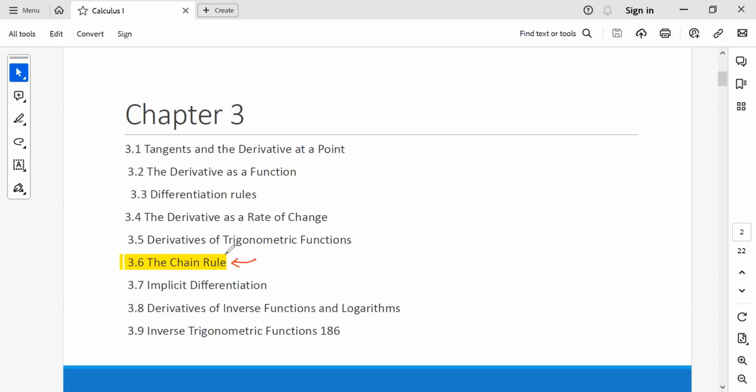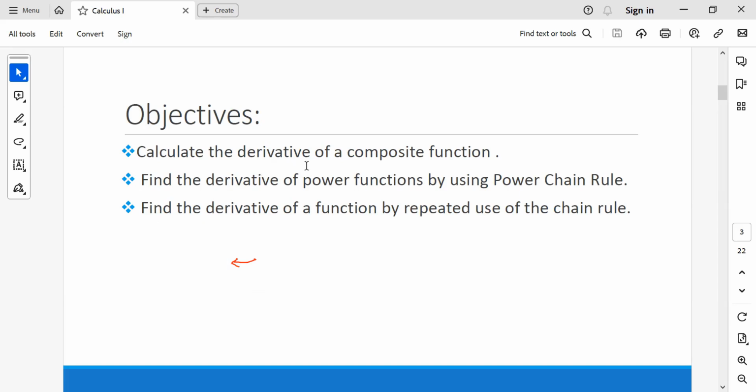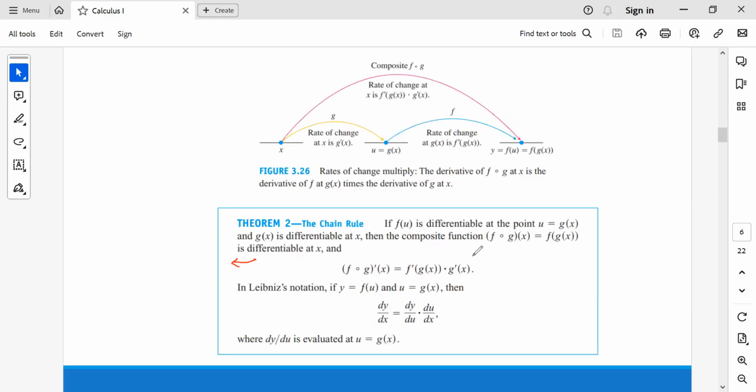So today we talk about the chain rule. This is an important rule used to calculate the derivative of a composite function. Let's see how it works. Here we have the formula called the chain rule. The derivative of the composite f∘g of x is g prime times f prime at g of x.